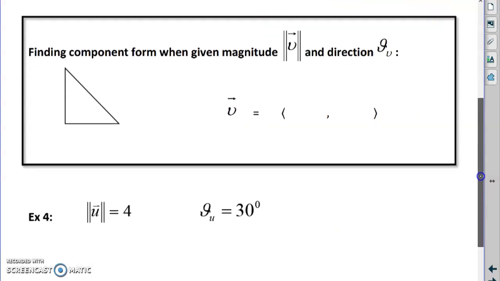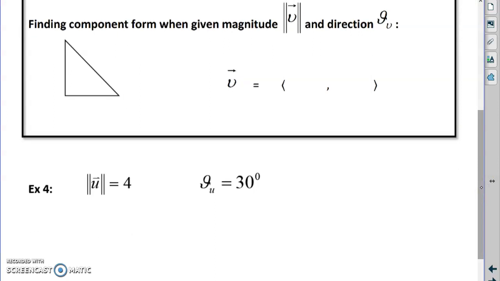Well, let's see if we can figure this out. If I wanted to find the component form, and I knew magnitude and direction, that means I would know this angle. Let's call it 30 degrees. I would know this magnitude. Let's call it 8. The component form would be I need to know this and I need to know that. If I created an equation using x, I would say cosine of 30 equals x over 8. So x equals 8 cosine of 30.